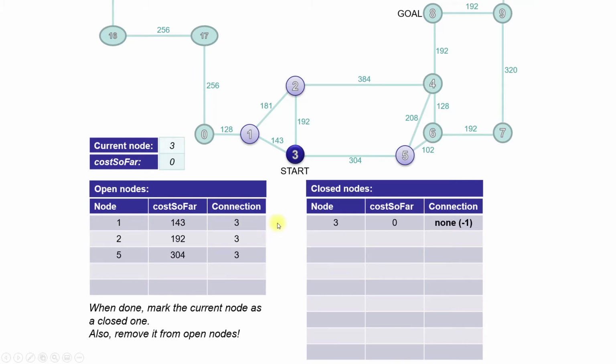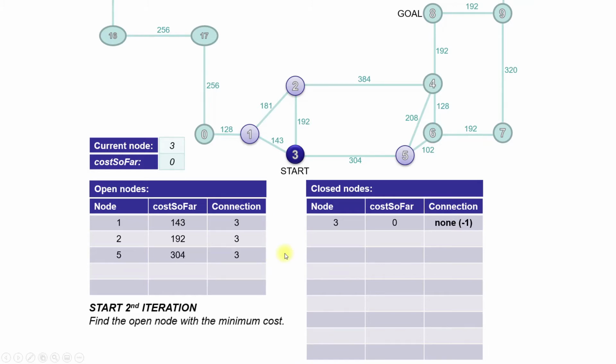And this concludes iteration number 1. Now we will go ahead to iteration number 2. In each iteration, we first of all find the open node with the minimum cost. This time it has to be node number 1, with the cost so far 143. And that's our new current cost.